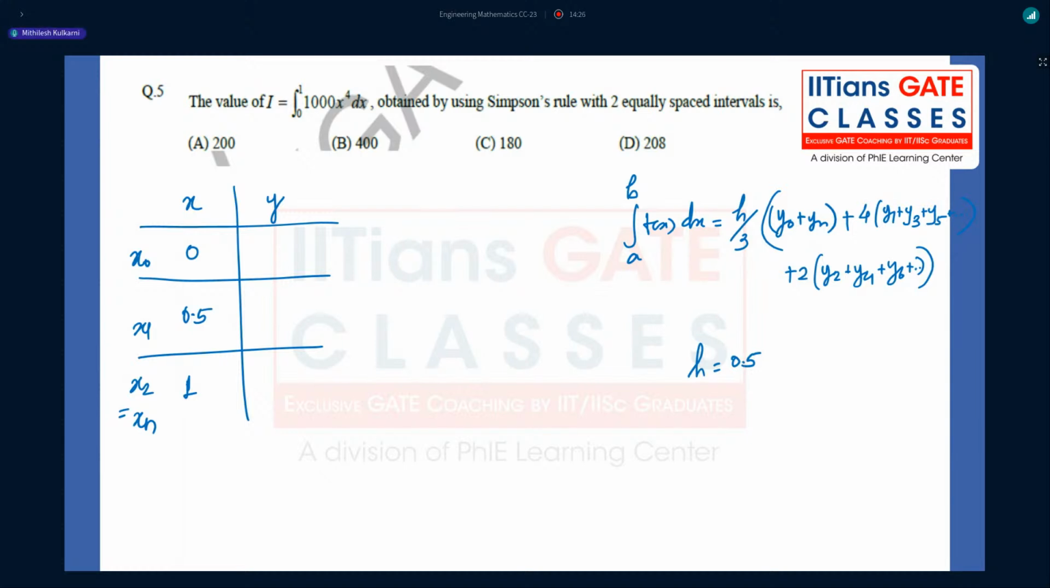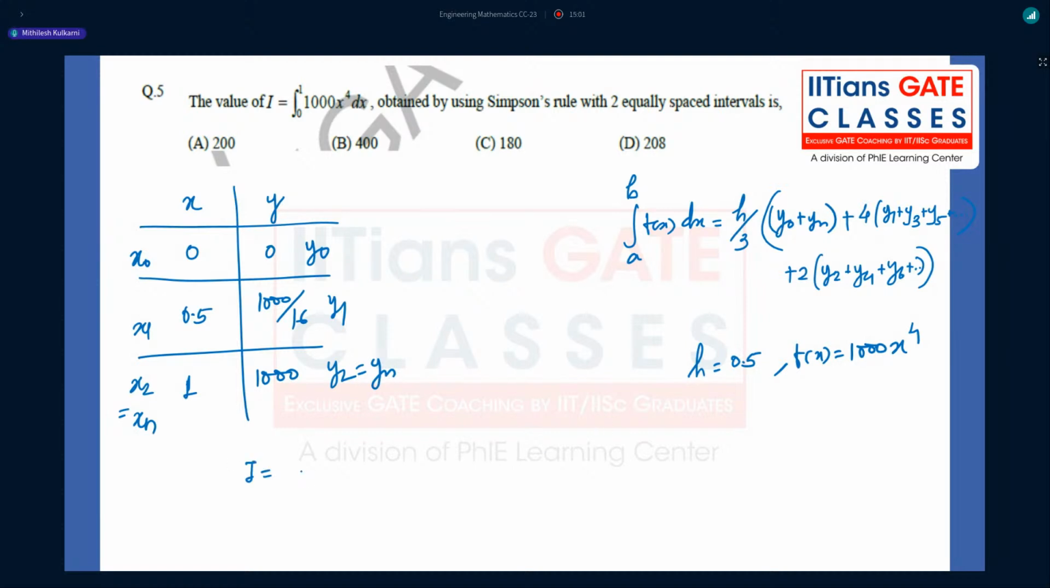The function f of x is equal to 1000 x raised to the power 4. f of 0 is 0. f of 0.5 is 1000 into 0.5 raised to the power 4, or 1000 into 1 by 2 raised to the power 4, which is 1000 divided by 16. And f of 1 is 1000. So this is the y0 value, this is the y1 value, and this is the y2 value. y2 is yn here.